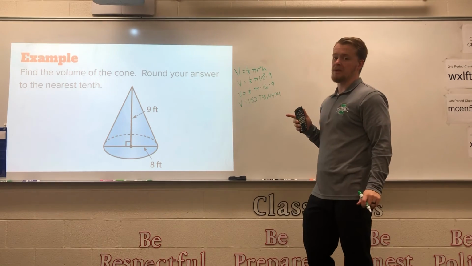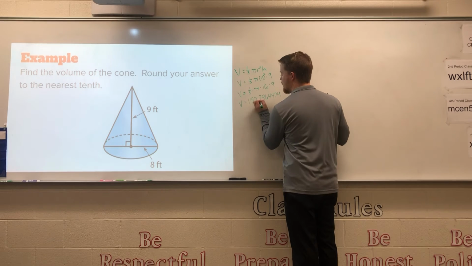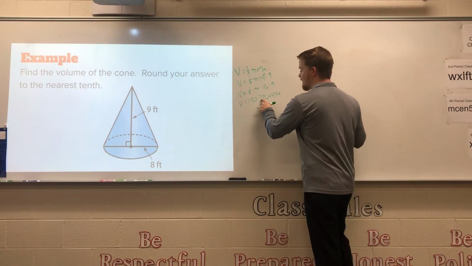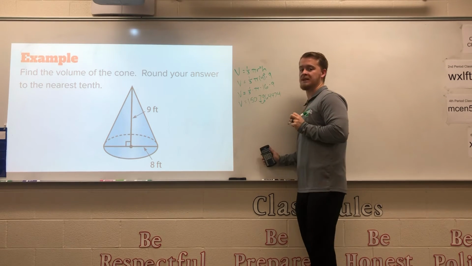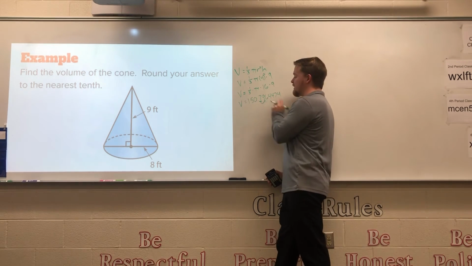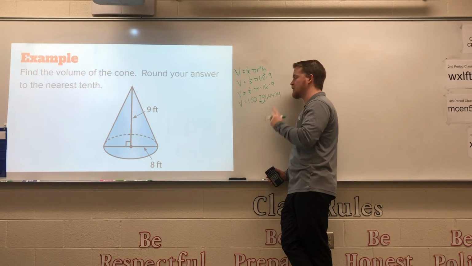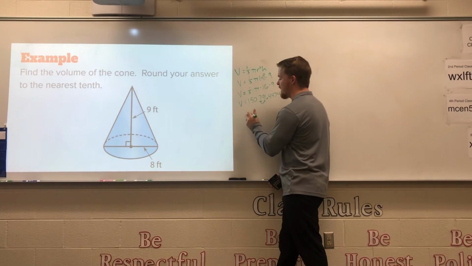They want us to round to the nearest tenth, so that means my tenth spot is the number right behind the decimal. So 7 is my tenth spot. I need to look at the number behind it to tell me what to do with the 7. The number behind it is 9. That is 5 or higher. So that tells me to round up. So this 7 should round up to 8.